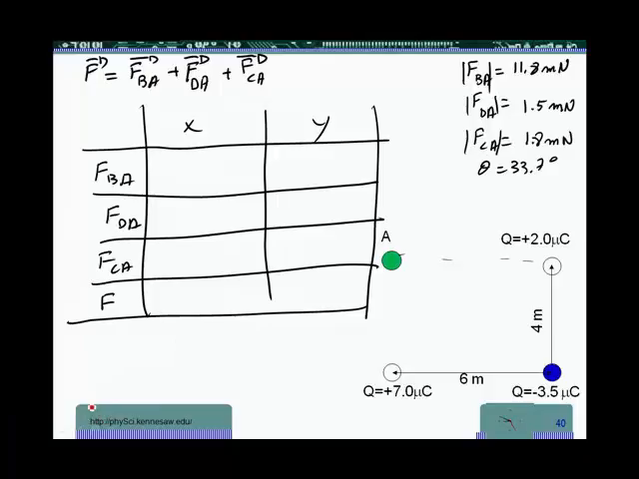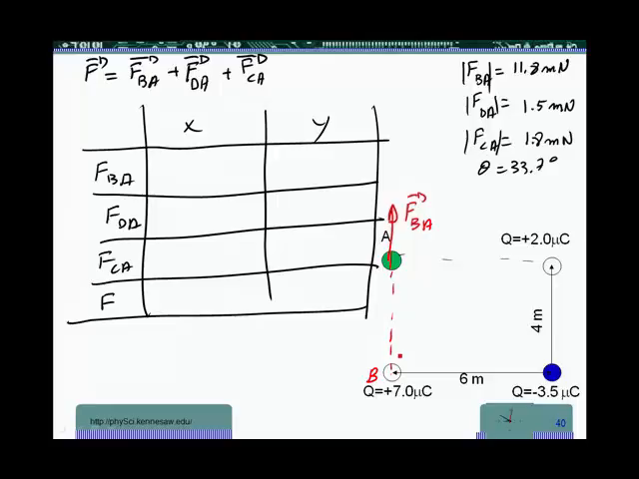Okay, FBA, that's the force exerted by B on A. Now they are both of the same sign, so it's going to be a repulsive force, and that force then is going to point like this. Okay, so it's along the line joining the charges, but it's repulsive. So it is being pushed away. That's why it's pointed that way.